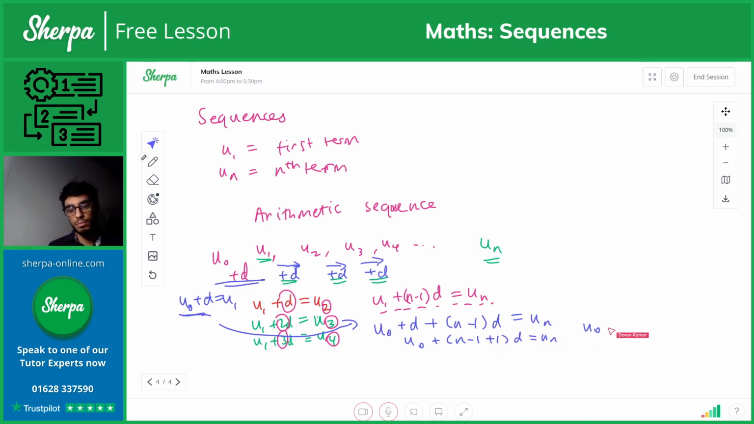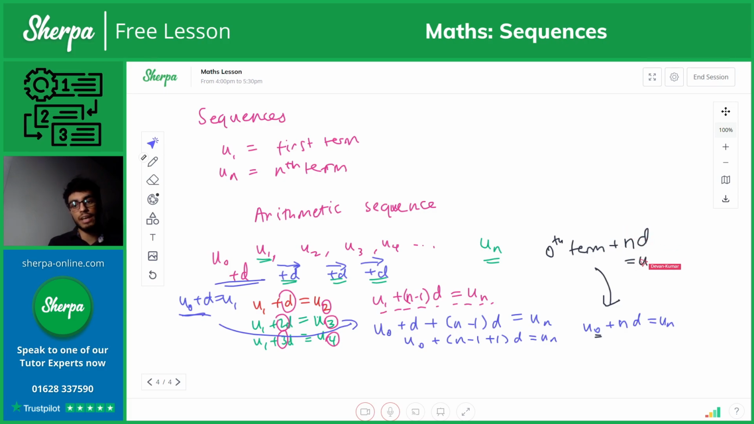We have U0 plus, and notice that n minus 1 plus 1 is just n, so we have plus nd equals Un. And compare that to what I told you to do. What I actually mean is the 0th term, because this number here tells you what term in the sequence you're on, plus n times d. That n is just going to stay, and d is this common difference. So it's the common difference times n, and that equals the nth term.